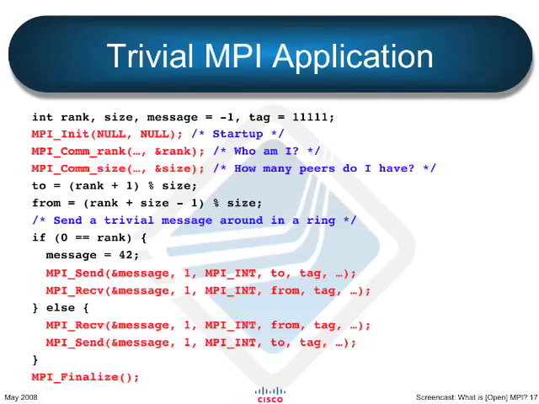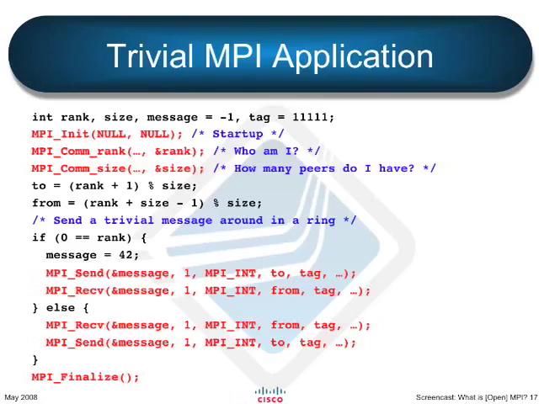No IP addresses, no InfiniBand queue pairs, no shared memory map files, or any of that kind of jazz. Remember, all that stuff happens magically underneath. And then finally, at the end of the day, you call MPI finalize, and that's kind of the opposite of MPI init. It's the last function that you call, and it shuts everything down.